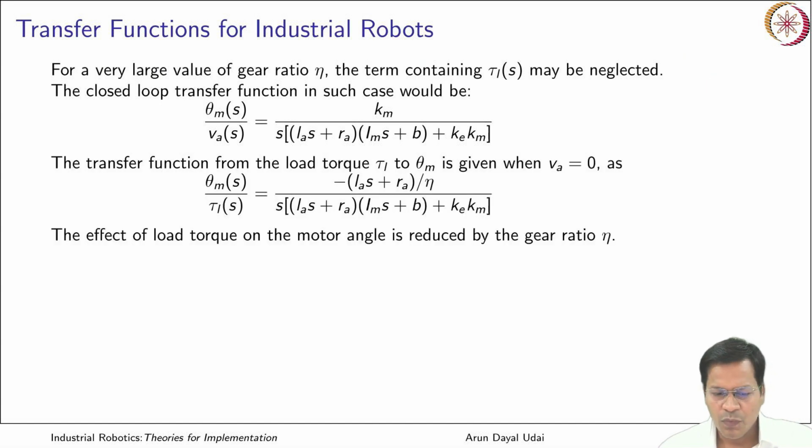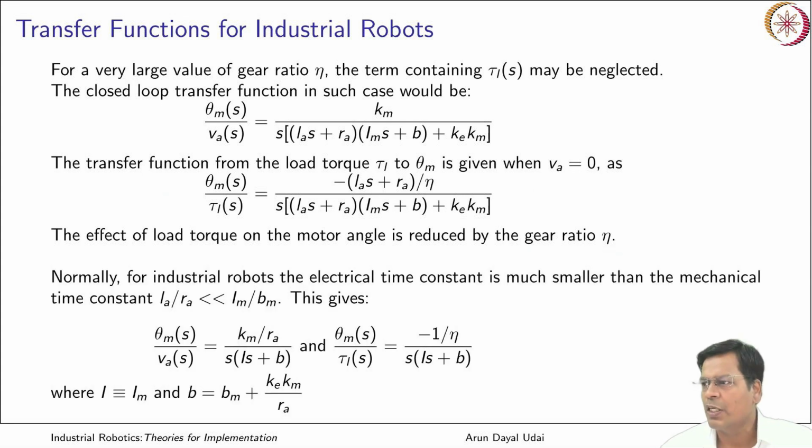In the second case, you don't apply any voltage, VA becomes equal to 0 and it is getting driven by the load torque itself. Okay, in that case this is your transfer function. Ke and Km, you see both were appearing in product, so that is visible here, and that is this one. Okay, so the effect of load torque on the motor angle is now reduced by the gear ratio eta. Okay, so that is always there. This we have seen earlier. So normally for industrial robots, the electrical time constant is very much smaller as compared to the mechanical time constant.